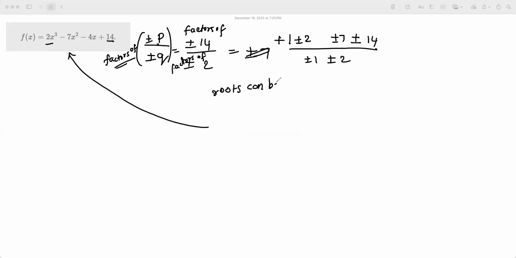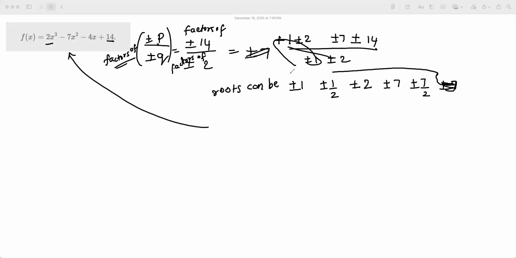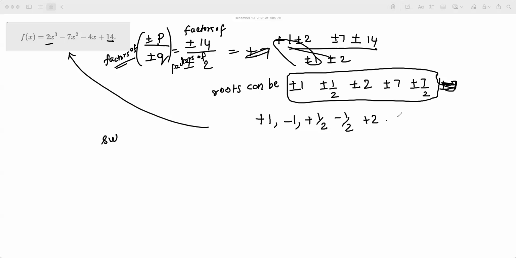Roots can be plus or minus 1, then plus or minus 1 by 2, then plus or minus 2, plus or minus 1 again, then plus or minus 7, plus or minus 7 by 2, then plus or minus 7. That's it. Yeah, this is already repeated. So the possible roots are all of this. So you can start putting 1 by 1, plus 1, minus 1, whichever is making it 0. I'm going to substitute. So what are the values here? Plus 1, minus 1, plus half, minus half, plus 2, minus 2.